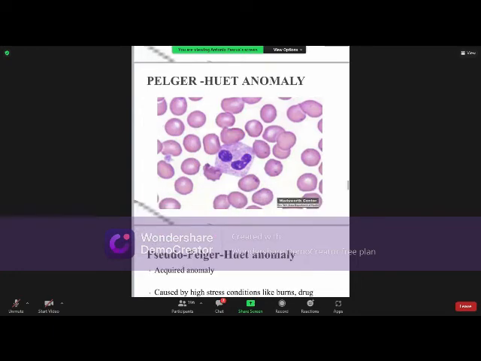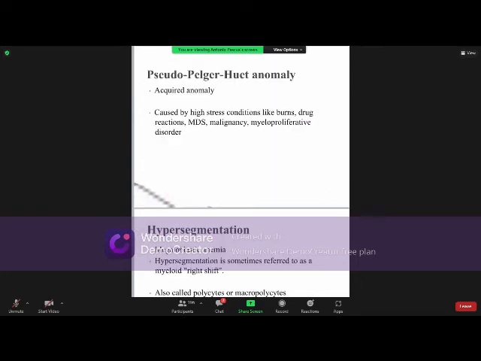Then when you say pseudo-Pelger-Huët, kasi bilobed pa rin siya. Pseudo because this time around, it's an acquired anomaly associated with various diseases, as written there on that slide. And up to some point, the function of your white cells may now be affected. Kaya tinawag siya na pseudo-Pelger-Huët.